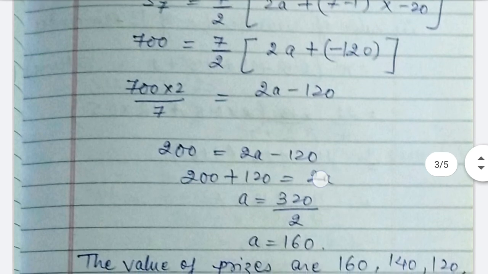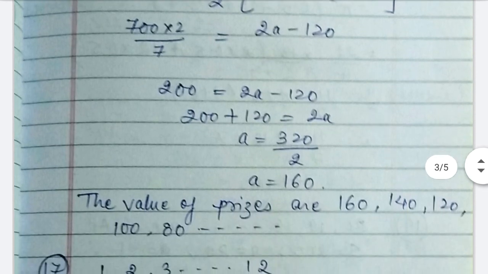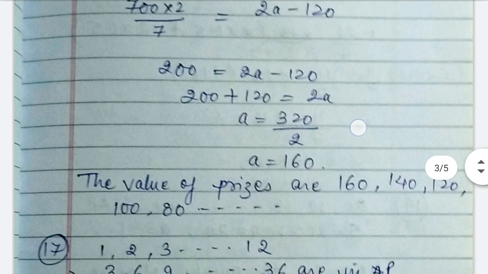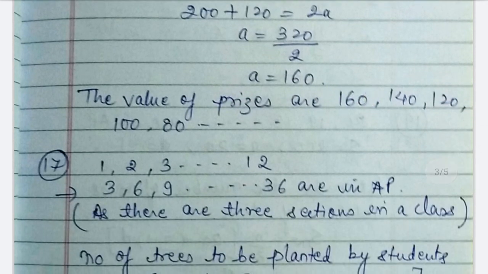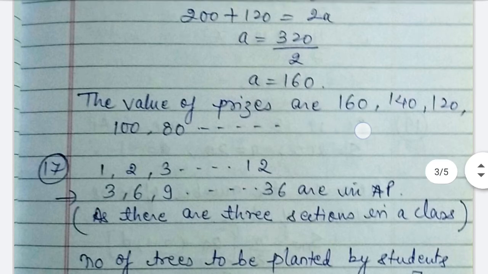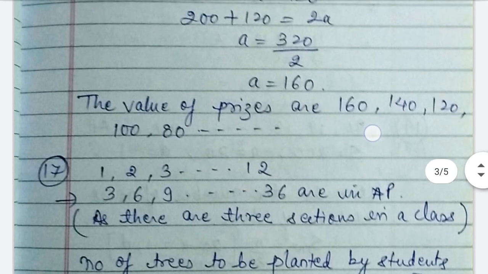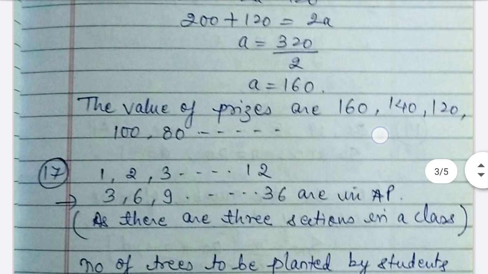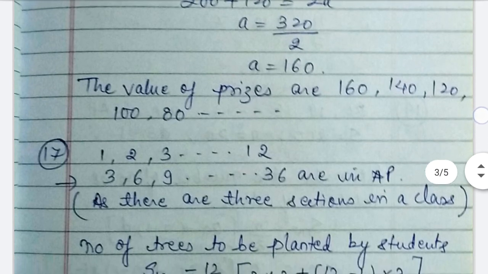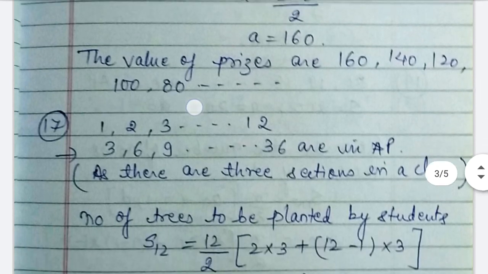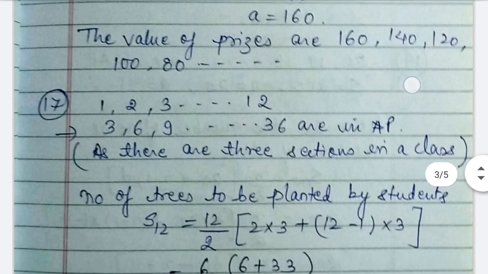200 is equal to 2A minus 120. 200 plus 120 is equal to 2A, and the value of A here is 160. So we get the initial value as rupees 160. Now the other prices will not exceed by rupees 20; it's deducted by rupees 20. So the other prices will be 140, 120, 100, 80, 60 and so on, right?